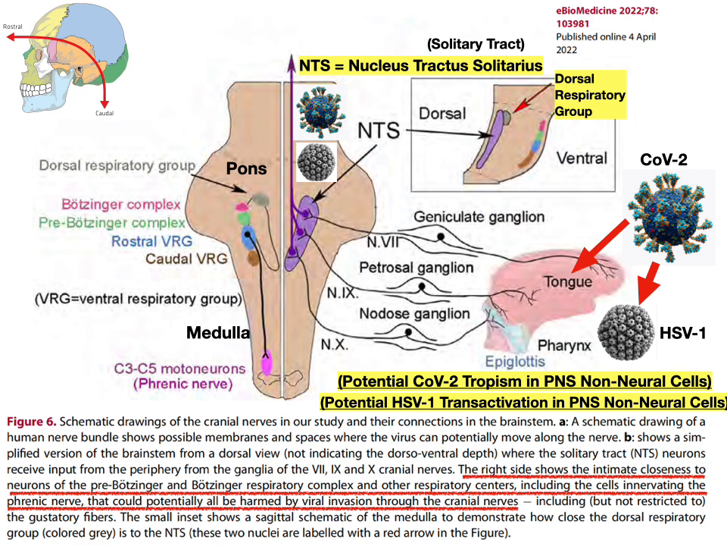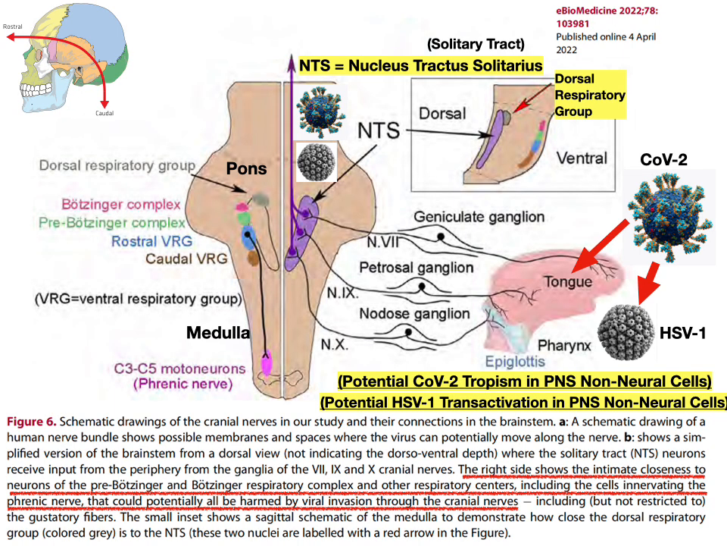Bötzinger complex, this is a respiratory complex. The pre-Bötzinger complex. The rostral ventral respiratory group. The caudal ventral respiratory group. And down in the medulla, the brainstem, there are motor neurons which innervate the diaphragm.